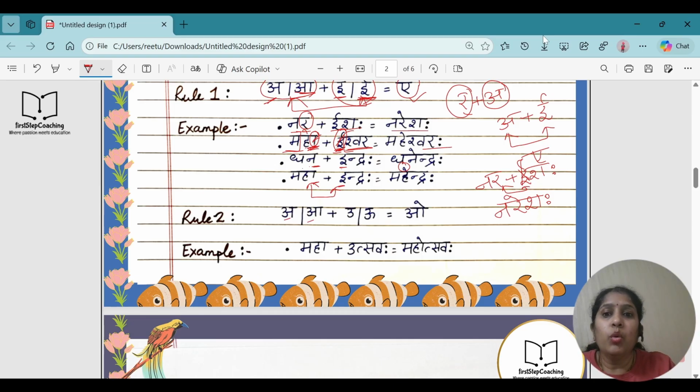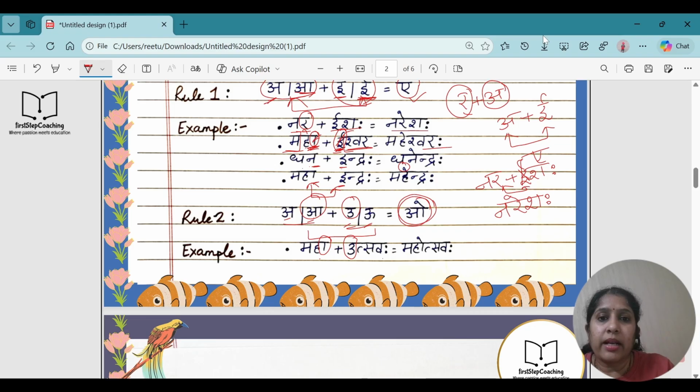They are joining with U this time, either Chota U or Bada U, and together they will make O. The first word should end with A or Aa, and the second word should start with U or Bada U, and together they will give you O. Got it? If you see the example, it is Maha plus Utsavaha. The first word is ending with the Aa ki matra, and the second word is starting with Chota U. So A and U together will make O.